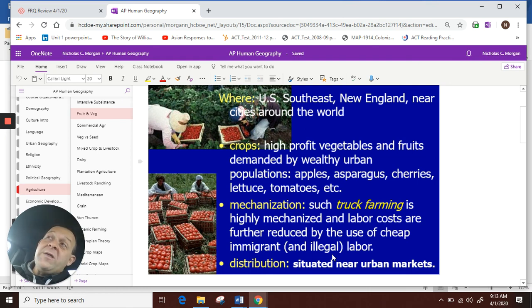So with stricter laws on immigration, it means farmers will have to pay workers more, which means our food prices will likely go up, and they have on most items. Where are these types of farms situated? Near urban markets. So they're going to be growing this stuff near the cities.